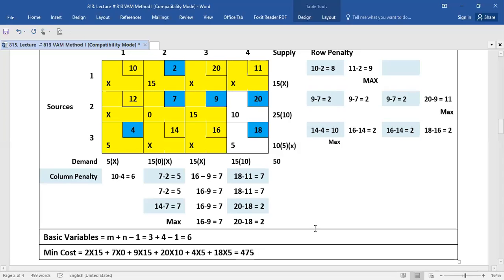I have taught you Vogel's approximation method with the help of a single table, and there is another method with multiple tables. The process is the same, but with a little bit of difference. I will show you that method in the next lecture. Today I end this lecture, and I hope that you have learned from this technique how to calculate by Vogel's approximation method. This Vogel approximation is now completed. Thank you very much.